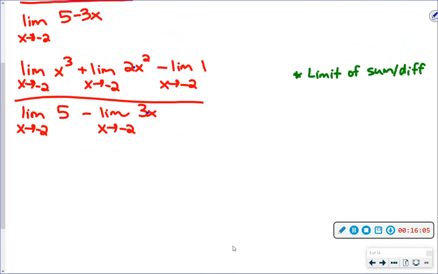Okay, limit as x approaches -2 of x cubed. Now, I'm going to put the 2, the constant, in front. Do you have to have the dramatic multiplication symbol? No. I just like it. And the limit of this one, just what it is.